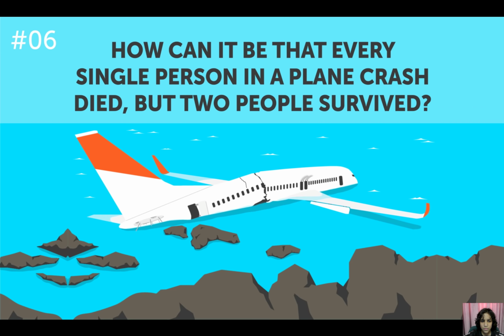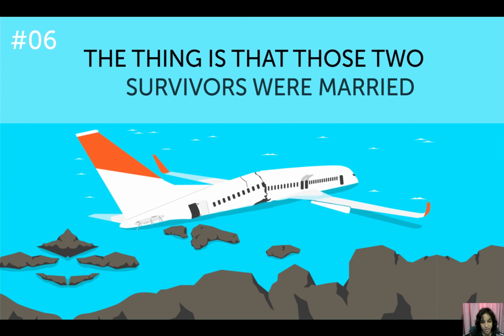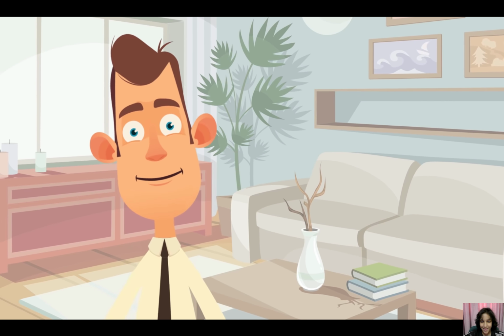6. How can it be that every single person in a plane crash died, but 2 people survived? This is a straight-up paradox, and you have only 10 seconds to explain it. This doesn't make any sense. The thing is that those two survivors were married. Every single person. Ah, I see what they did there.